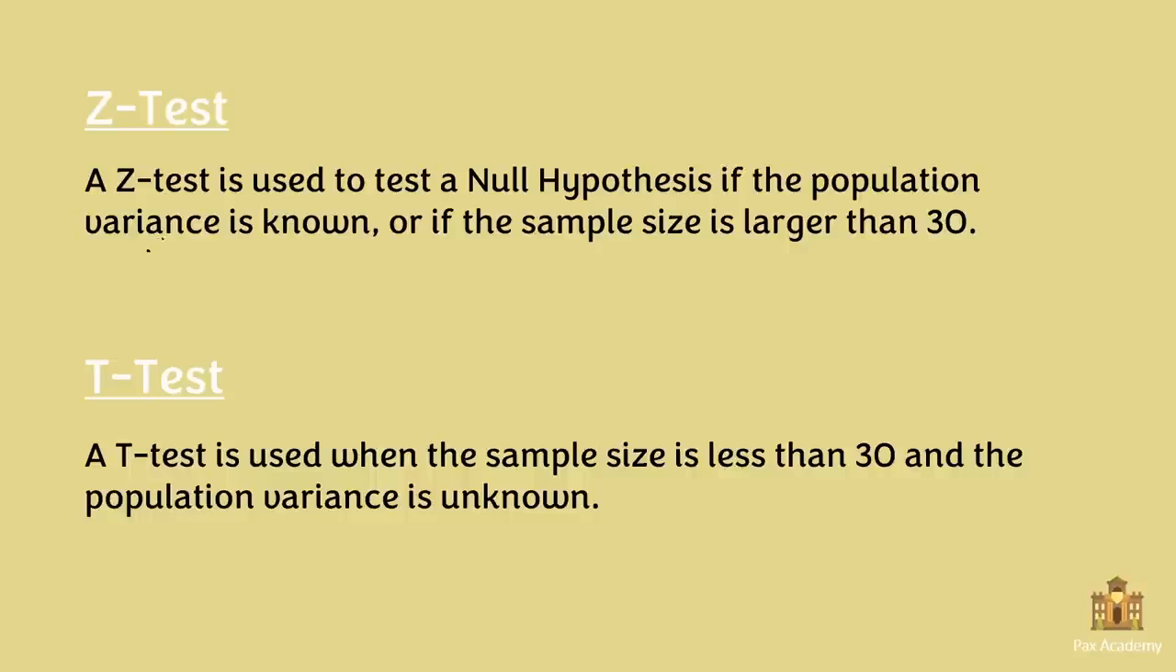A t-test, on the other hand, is used when the sample size is less than 30 and the population variance is unknown. So the most common factor that you'll use to determine whether to use the z-test or t-test is generally the sample size. When the sample size is larger than or equal to 30, you'll generally use the z-test, and when the sample size is less than 30, you'll use the t-test. But sometimes for the t-test, you'll also see that the population variance is unknown.